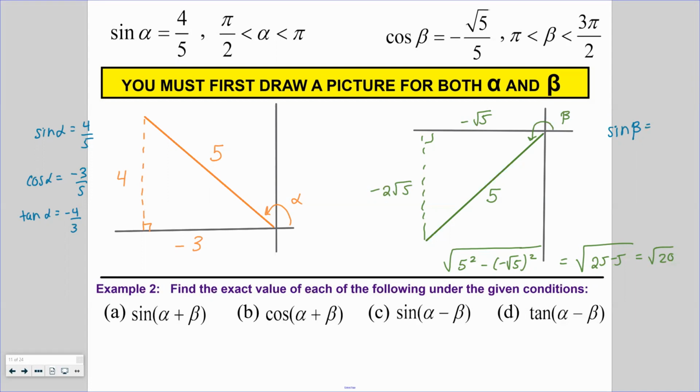All right, so I can find the sine here, -2√5/5. The cosine, we were told, was already -√5/5. And then the tangent is -2√5/5. It's just +2.